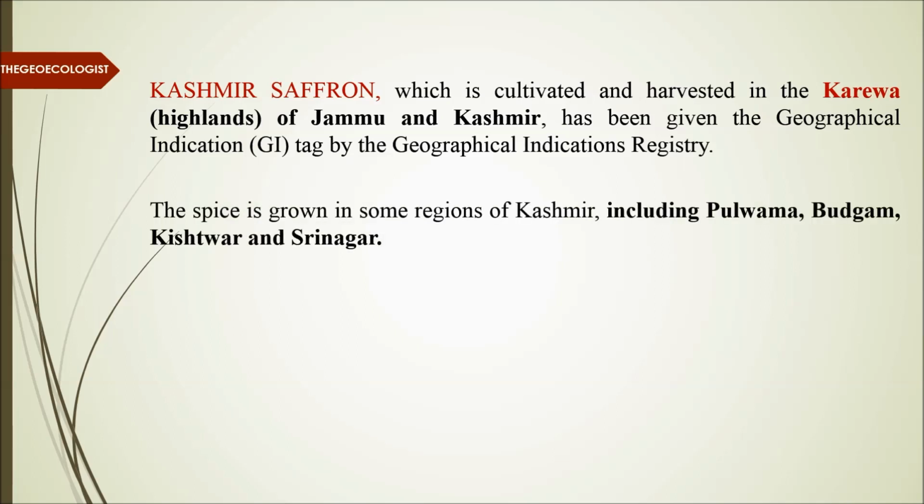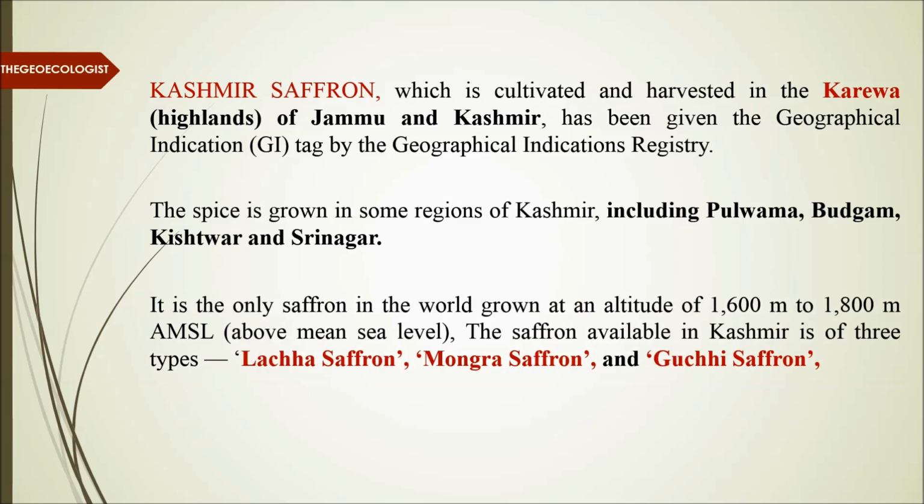This spice, that is saffron, is grown in particular regions of Kashmir. Examples are Pulwama, Budgam, Kishtwar, Srinagar. And the most important point is again geographical in nature. So remember, if it is asked in the examination, you must write some points about the geography of those products. For example, it is grown at an altitude of about 1600 to 1800 meters above sea level. It has three types: Lacha, Mongra, and Gucci. So these are the various types. Many times this question can also be framed in the general studies paper, as well as in multiple choice questions in the preliminary exam. So this information will be helpful.